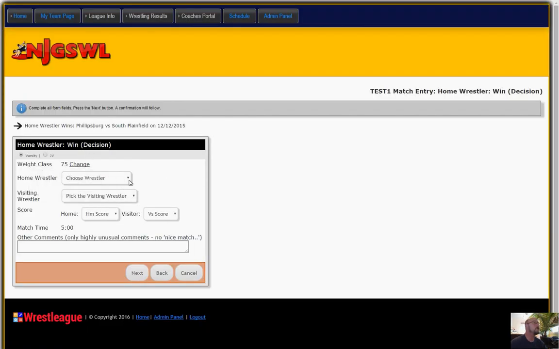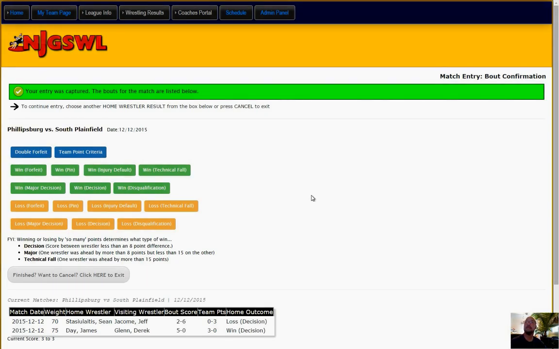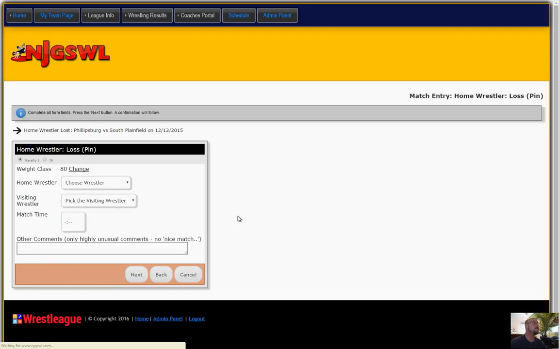Again, it loads the right form, and it looks like James and Glenn were the two wrestlers. So James Day and Glenn Derrick, and the score was 5-0. So next. Third bout was 80 pounds, Carlson, Delvecchio. Carlson lost by pin. So you'll see now that it loads a different form at 80 pounds.